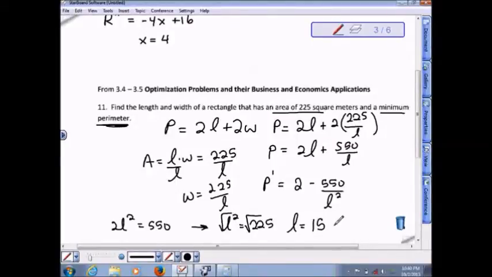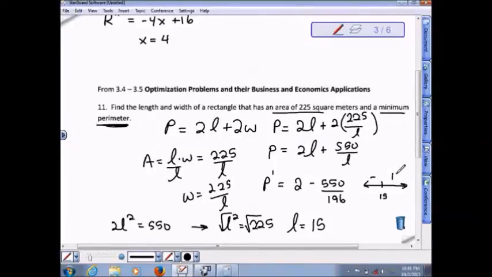Now, we do have to check that this actually is a minimum value here, and not a maximum. So using a quick little first derivative test, we test points in each interval on either side of 15. If we plug in 14 for L, 14 squared is 196. Now 550 divided by 196 is a little bit more than 2. If you take that from 2, you end up with a negative value.